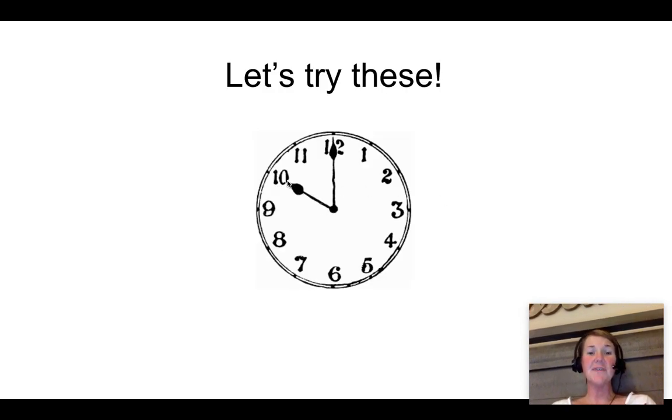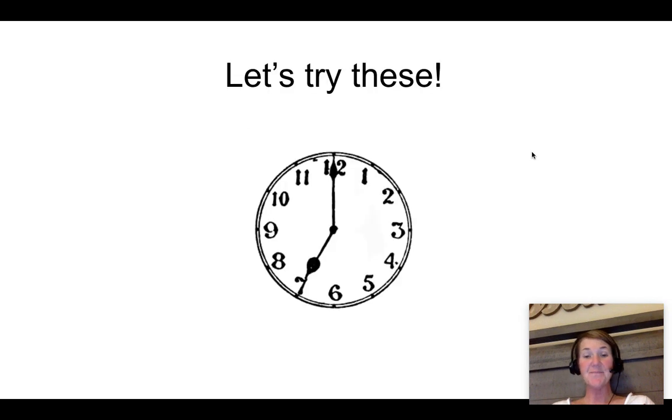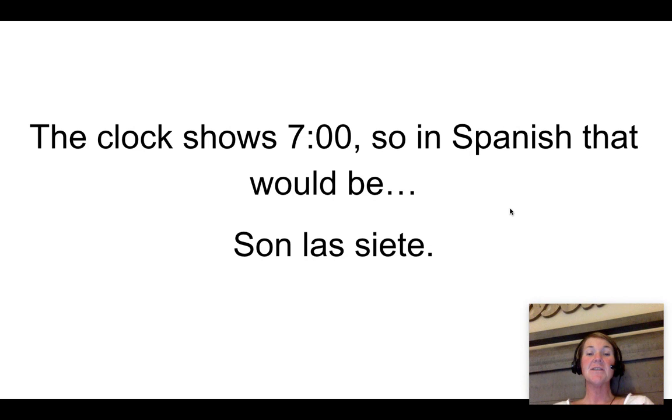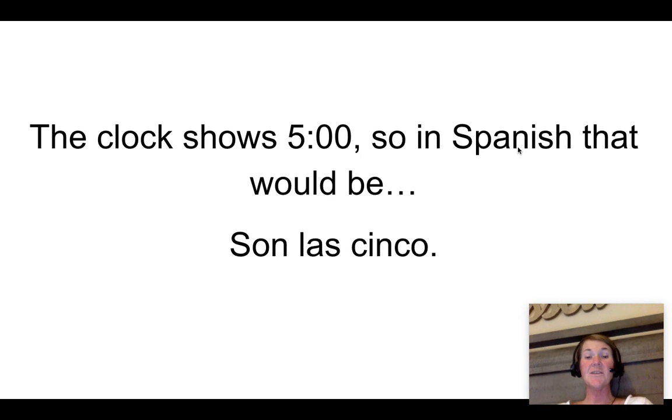This clock, the shorter hand is pointing to the 10. It's at the 12, which means o'clock. So this one is showing 10 o'clock. So in Spanish, that would be son las diez. This one, the shorter hand is pointing to the 7. The longer hand is on the 12. So that's on the hour. So this clock is showing 7 o'clock. So in Spanish, son las siete. Here, the shorter hand is pointing to the 5. It's on the 12, which means to the hour or o'clock. So it's 5 o'clock, and this would be son las cinco.